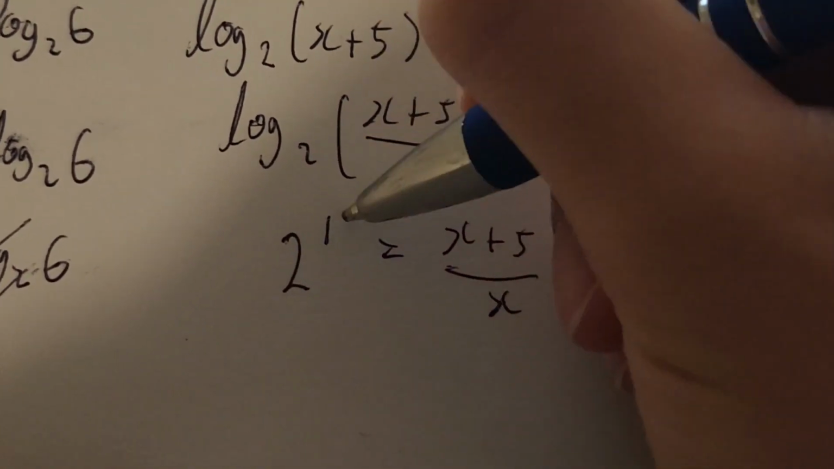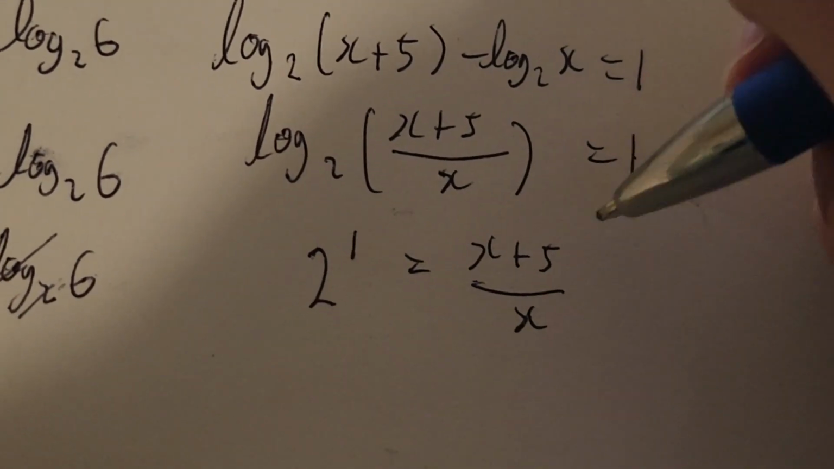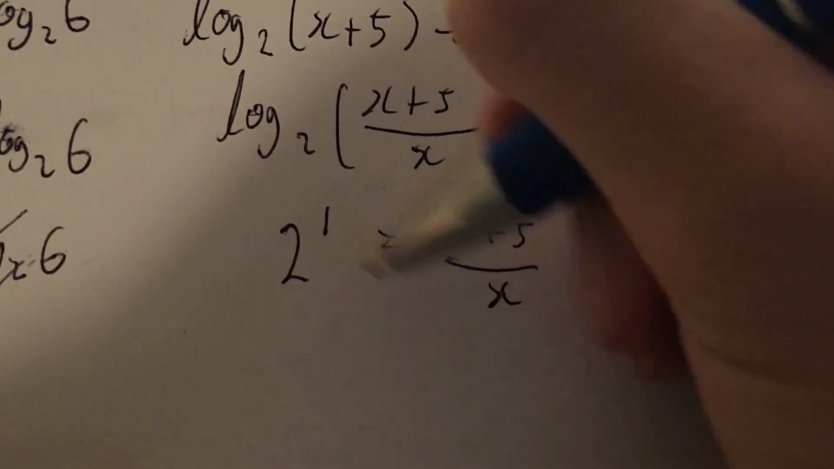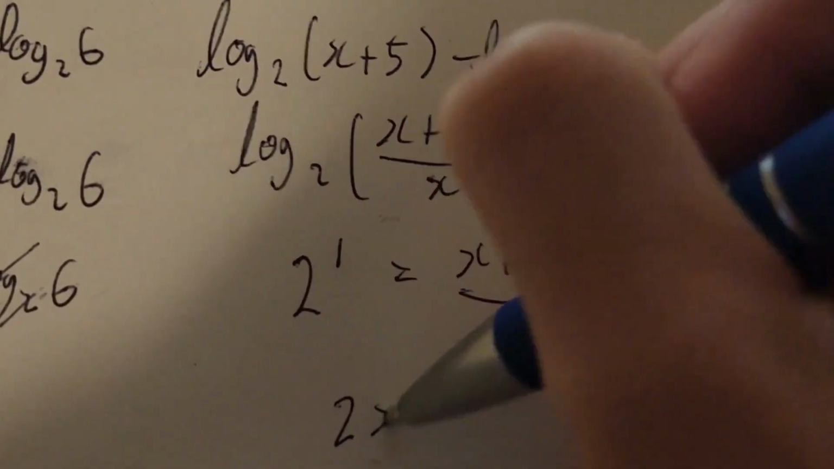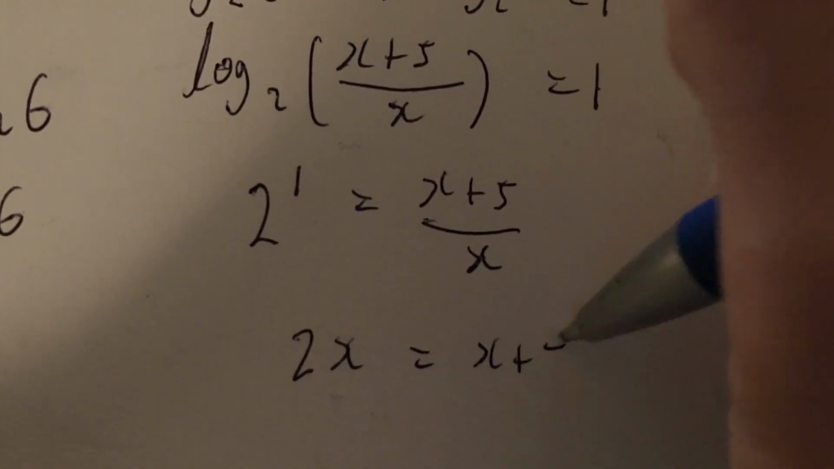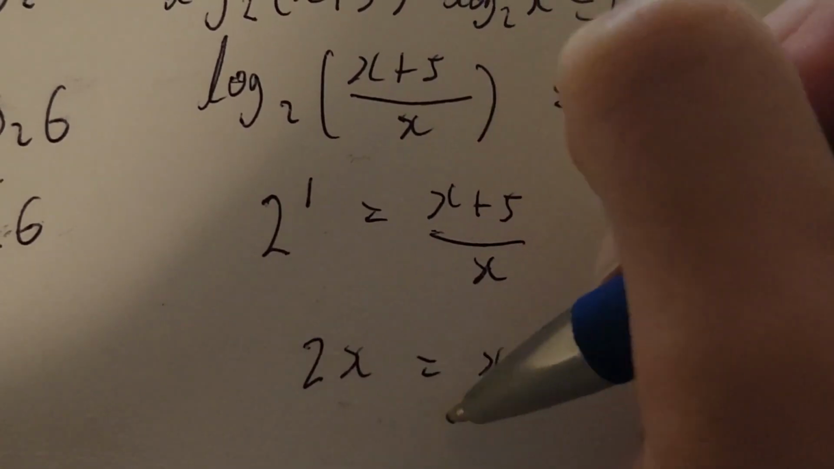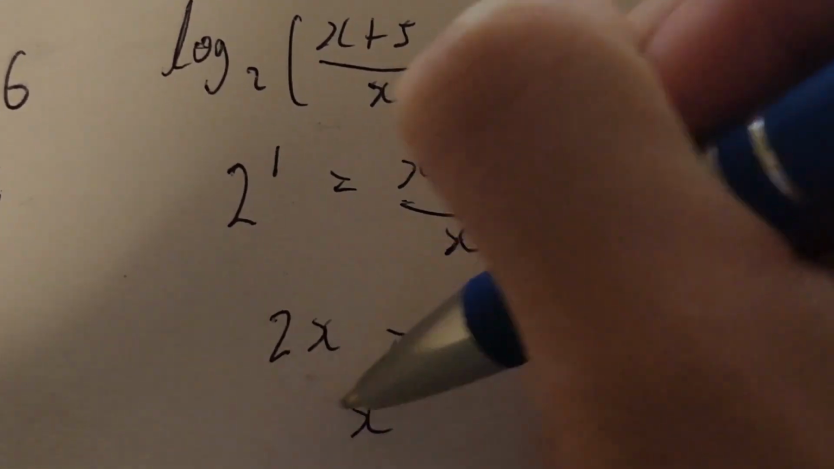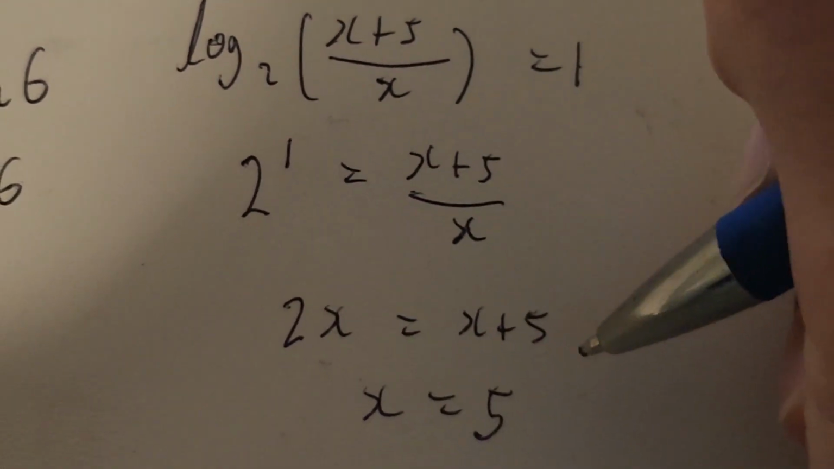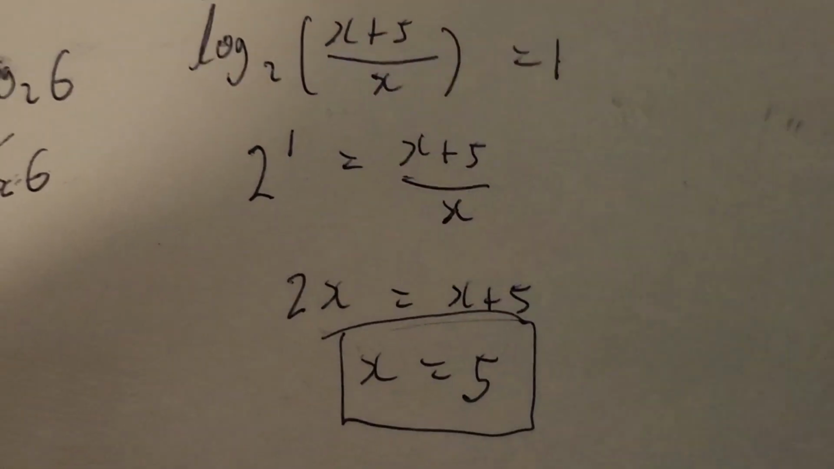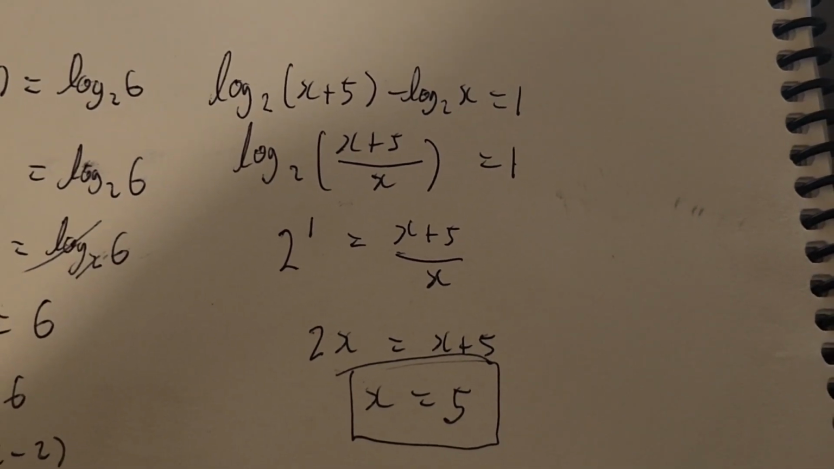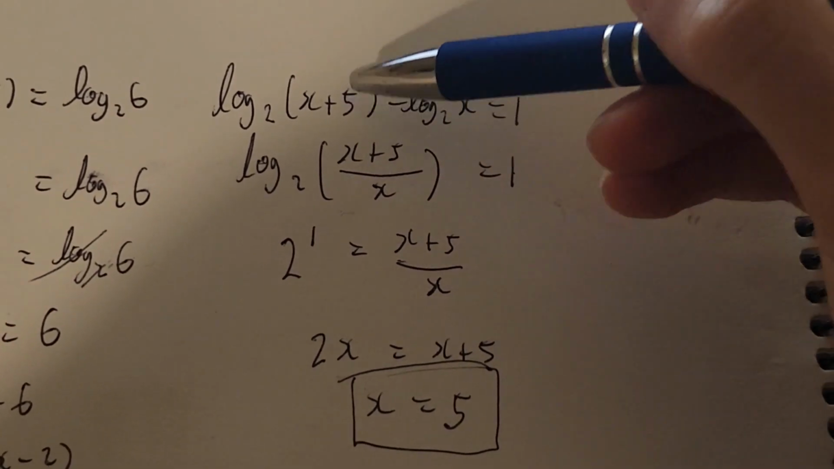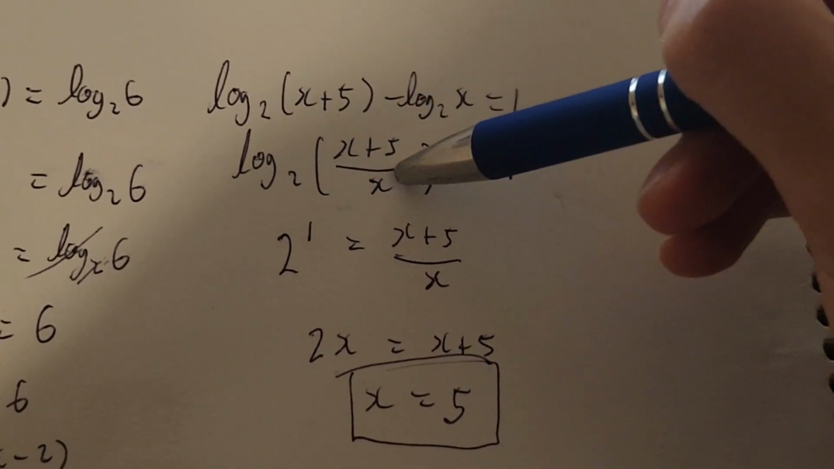So 2 to the power of 1 is just 2, all right? So now we can just solve for x algebraically. And you already know how to solve these types of equations, right? So now we just have x is equal to 5. And that's how you solve this algebraic logarithmic equation using the quotient rule or the division rule.